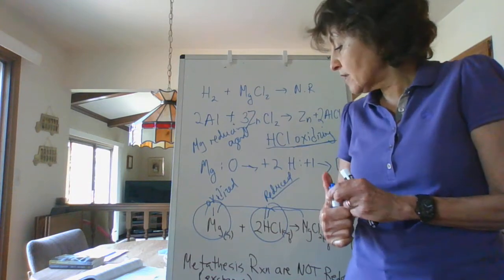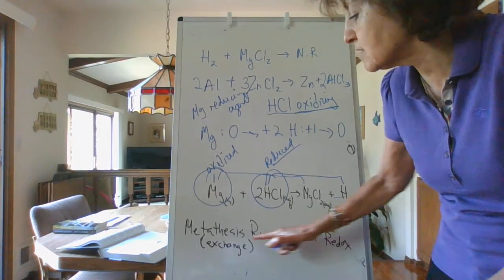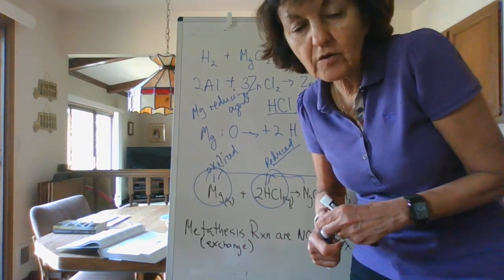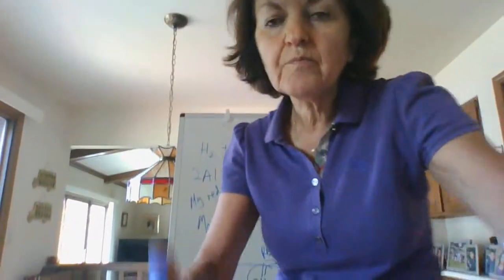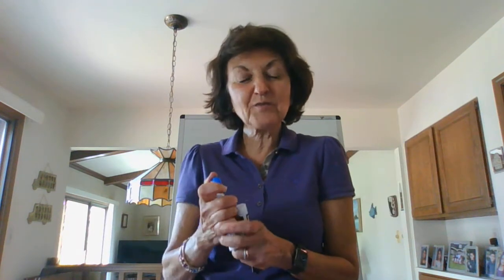Okay, so the last little thing I have down here, anytime you've got a metathesis or exchange reaction, that's not going to be redox, okay? So if they give you a metathesis or an exchange reaction, which is like the double replacement, and they ask you, is it redox? You don't even have to bother assigning oxidation numbers because it's not redox, okay?